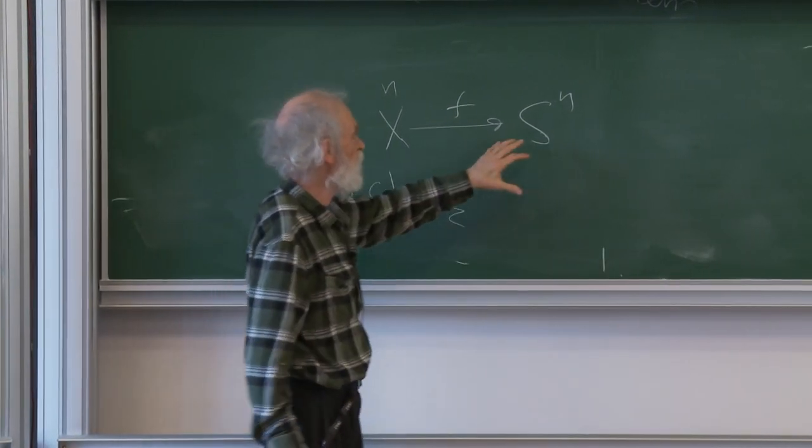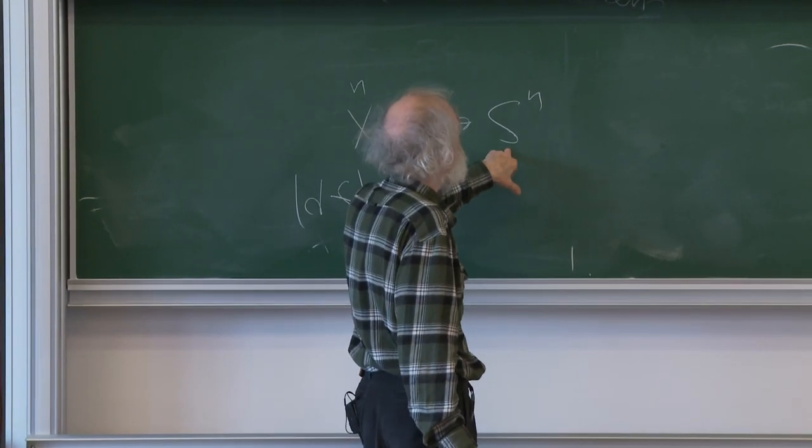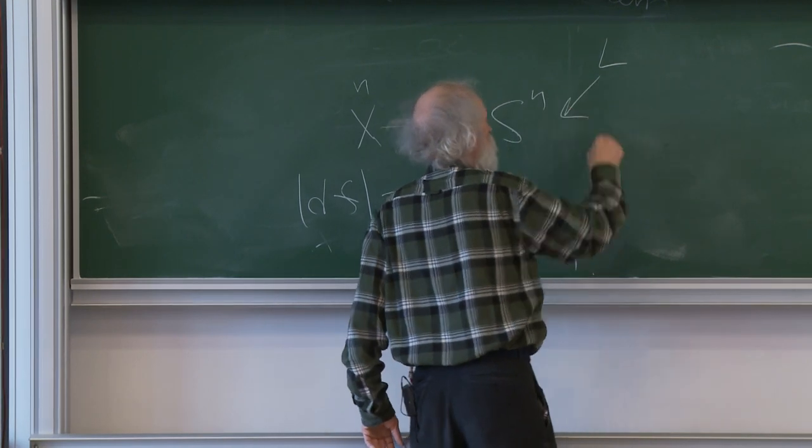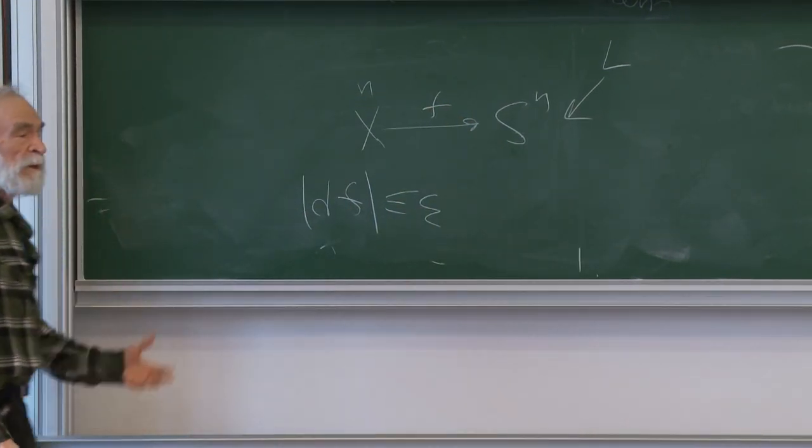And here it's quite easy. What I do is take any vector bundle on the even dimensional sphere with non-zero Chern class, and take the pullback of this.